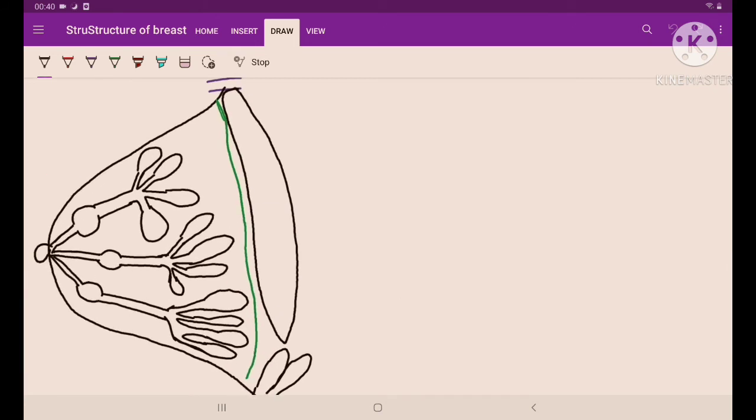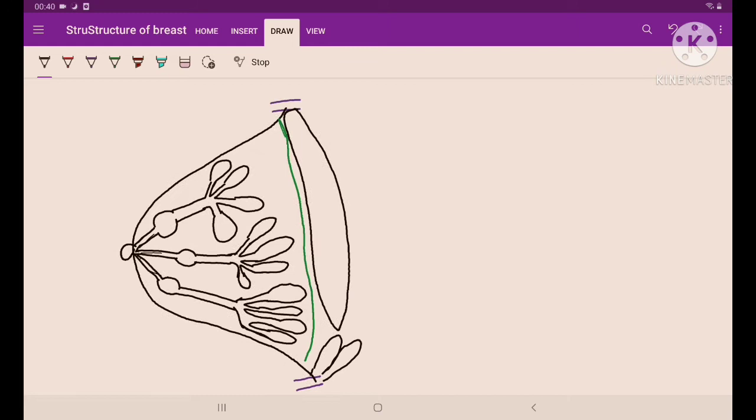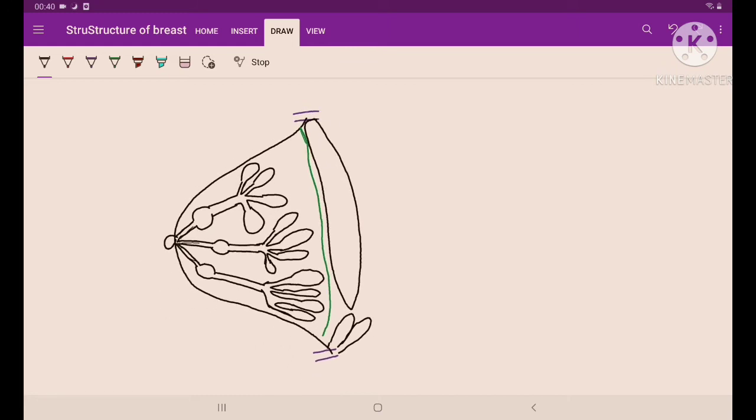See guys, this is the representation of the breast. I told you, the 15 to 20 lactiferous ducts converge at the nipple areolar complex. These ones. This is the glandular part. Now tell me guys, here can you see any bone or muscle which supports the breast?